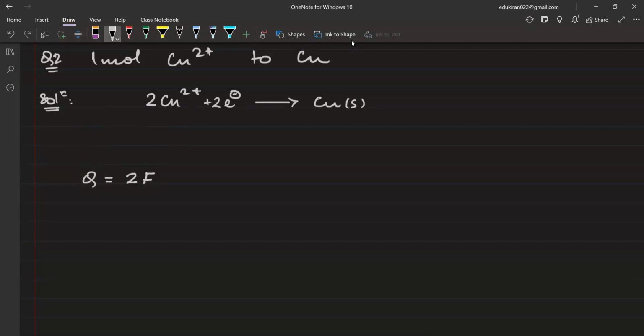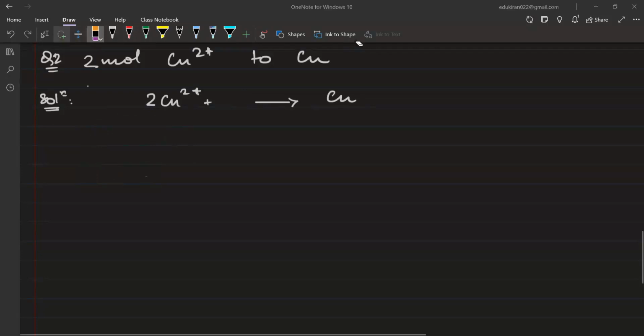If we had 2 moles of copper 2+, then how many electrons would have been required? Tell me. If there were 2 moles of Cu2+, then how many moles of electrons would have been required? Then 4 electrons, 4 moles of electrons, right?